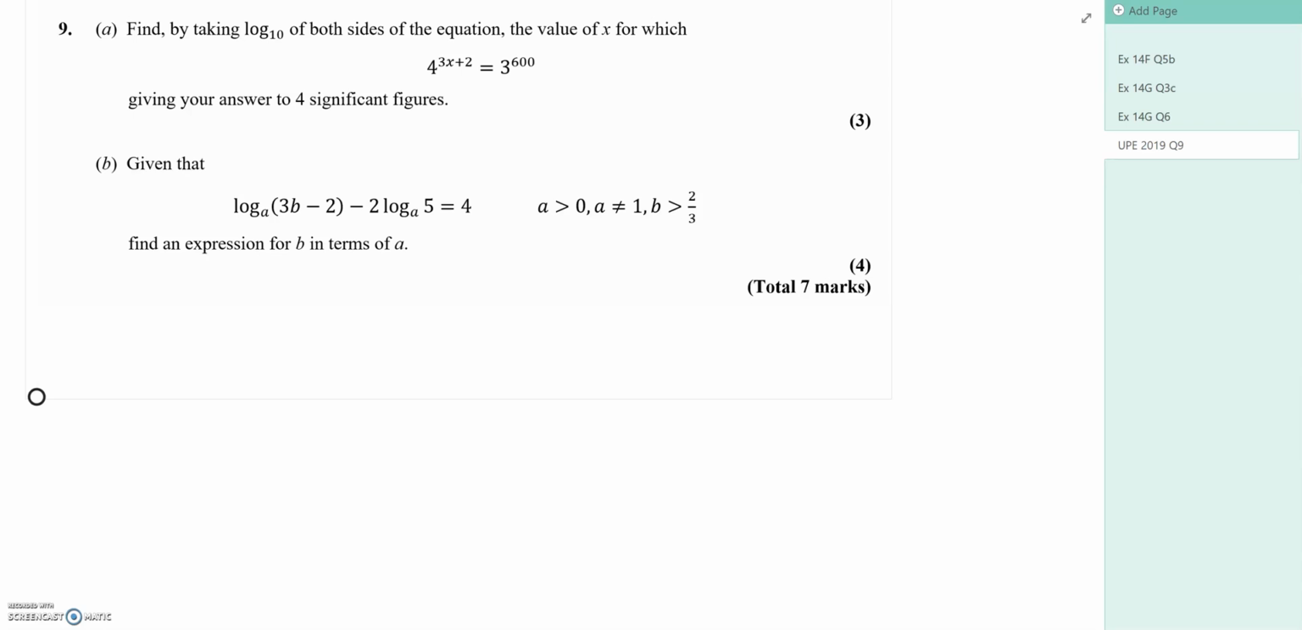Okay. So the question says, by taking logs of base 10 of both sides of the equation, find the value of x, for which 4 to the power 3x plus 2 is equal to 3 to the power 600, giving your answers to 4 sig fig. Okay, so what we need to do, we need to take log base 10. They've told us to take log base 10.